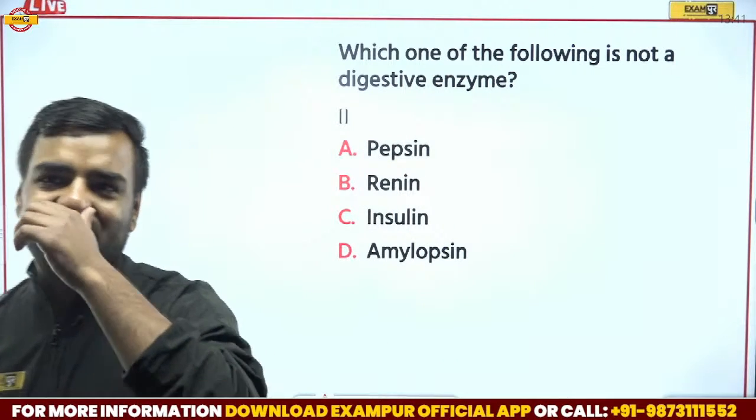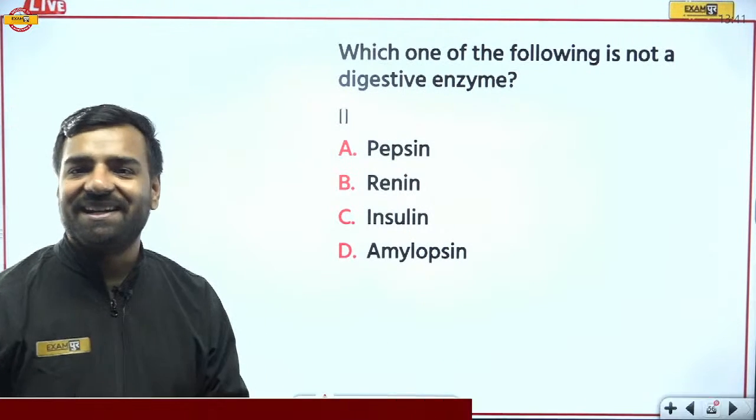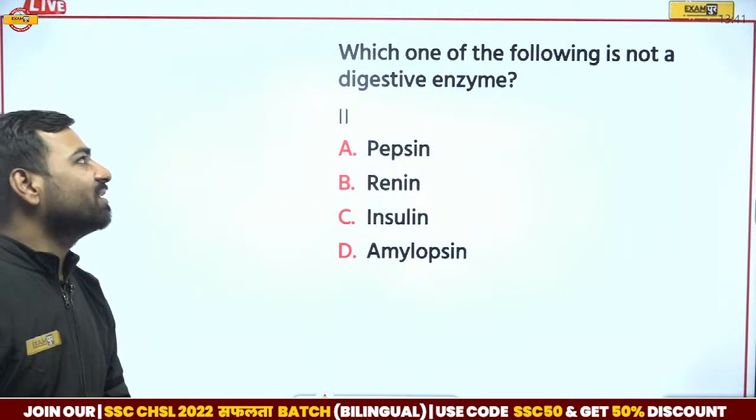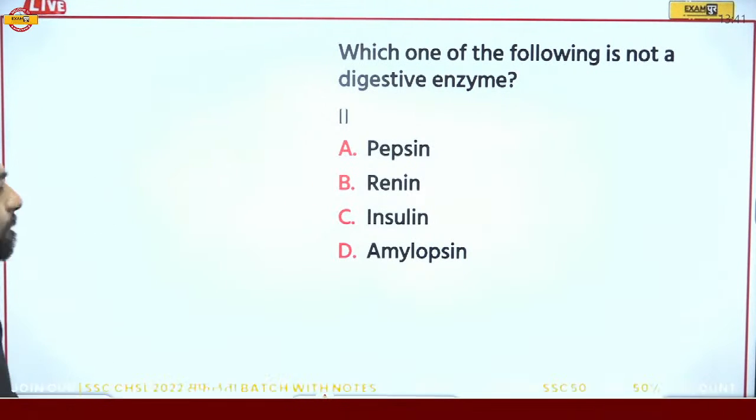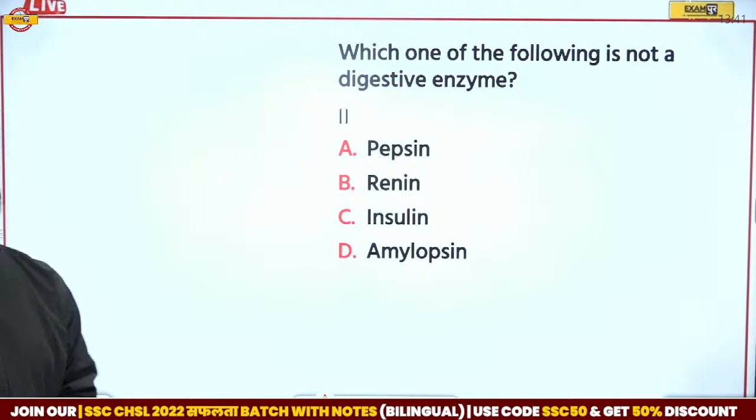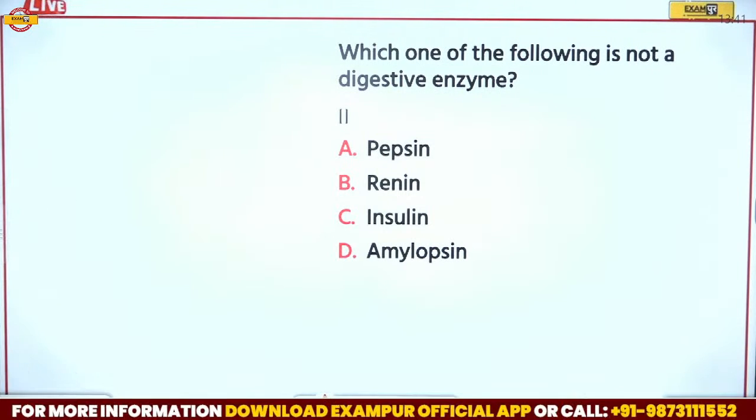Kanak is saying B is on hold, so it would be definitely B. You are extremely talented, huh? Okay, let's move forward with this question. Which one of the following is not a digestive enzyme? Let's see who can give this answer. My question is, which one of the following is not a digestive enzyme? Answer please, waiting for the answer. Which of the following is not a digestive enzyme? Answer. No one?